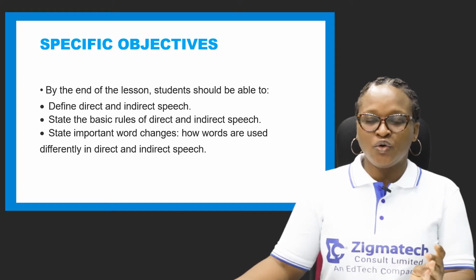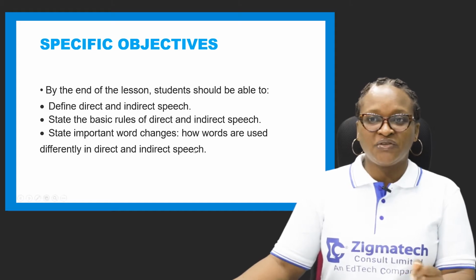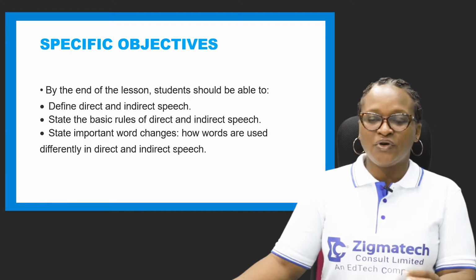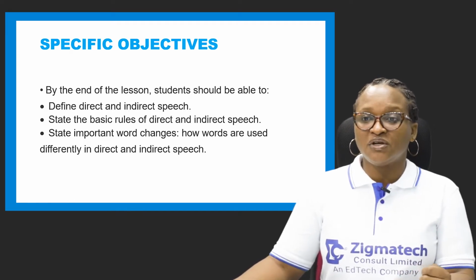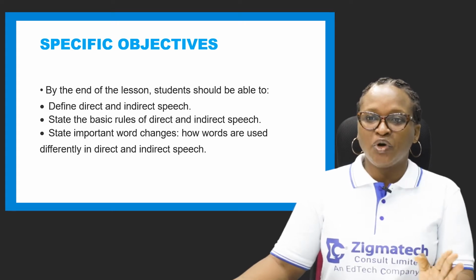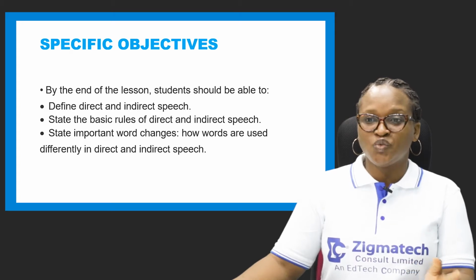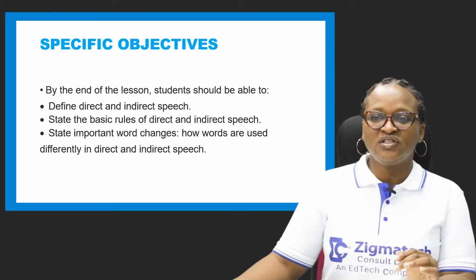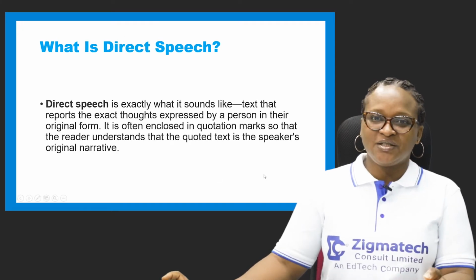To achieve a holistic understanding, we would like to consider these specific objectives. So the first point of call is for us to define direct and indirect speech, state the basic rules of direct and indirect speech, and finally state important word changes, how words are used differently in direct and indirect speech. Let's get started.